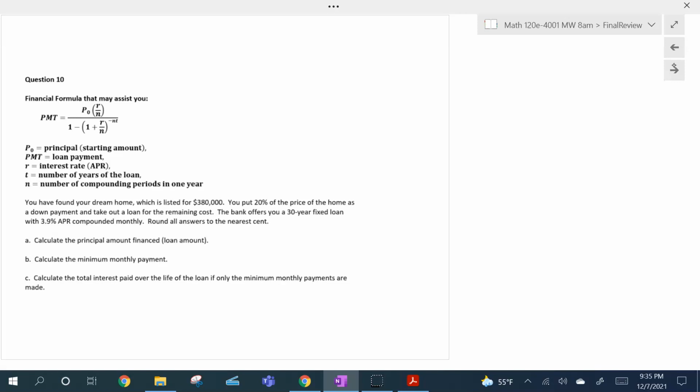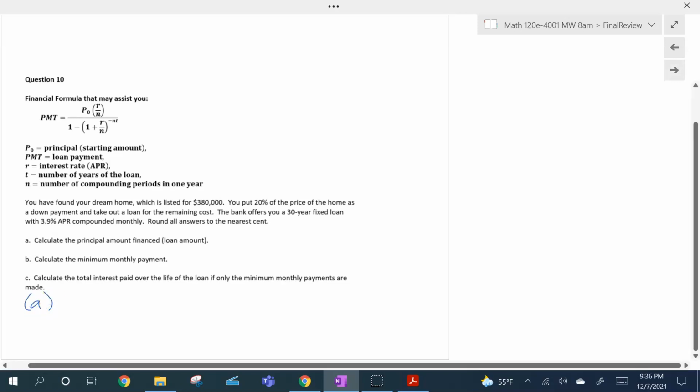We've found your dream home, so we've got a $380,000 home you're purchasing. You're going to put 20% down. It's a down payment, right? So in other words, you're going to put down $76,000 to purchase this home. So A, what's the financed amount?